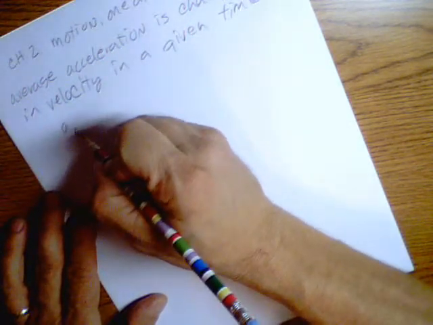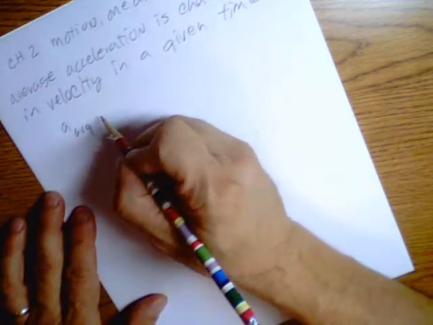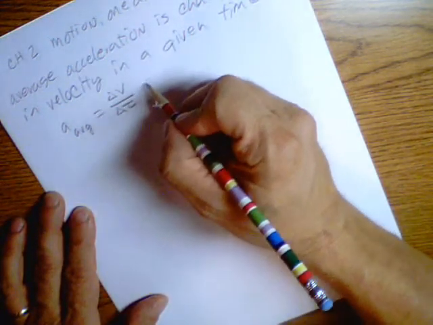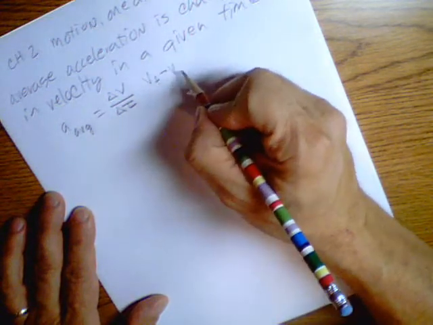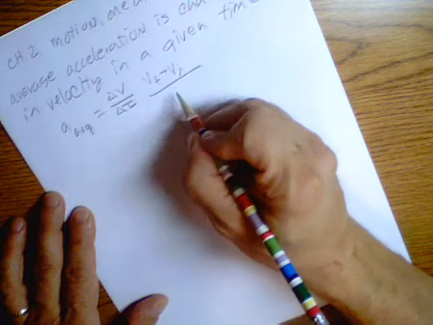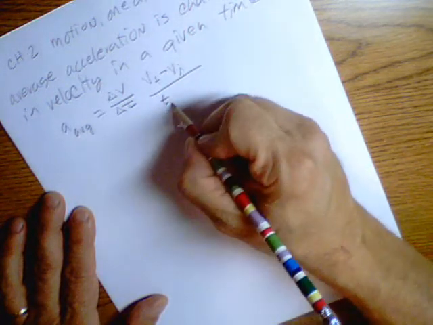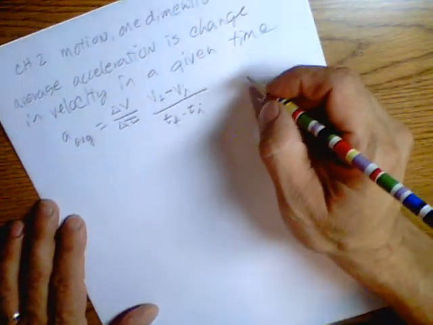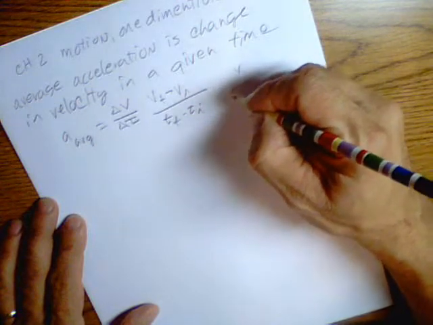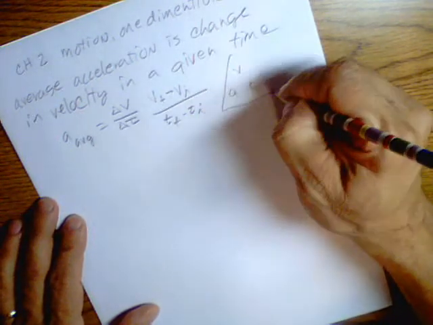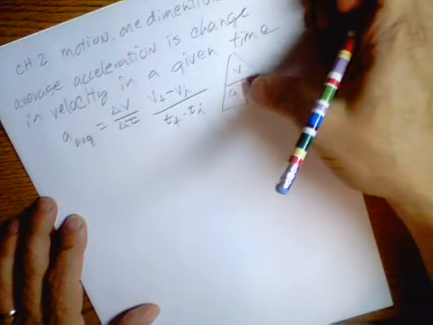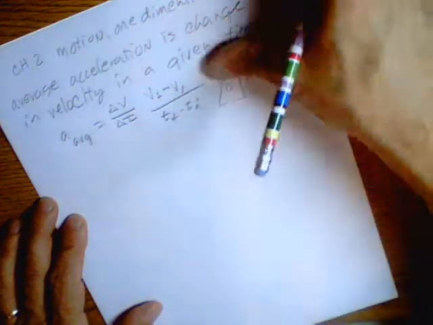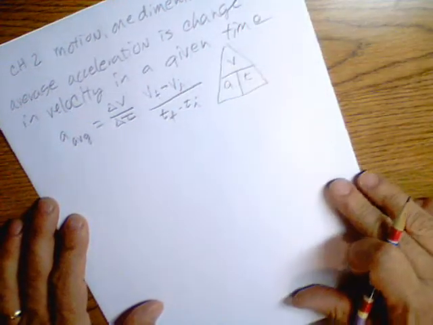So, acceleration is change in velocity over time. V final minus velocity initial over time final minus time initial. And so we could use the exact same triangle that we used before: velocity, acceleration, time. We could solve for any of these if we need to. If we need time, divide velocity by acceleration, and if we need velocity, multiply acceleration by time.